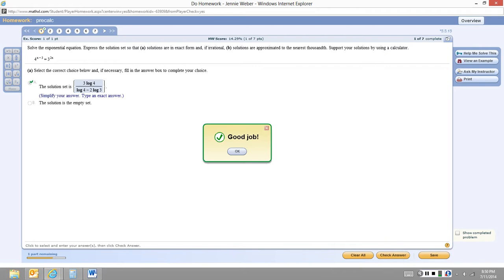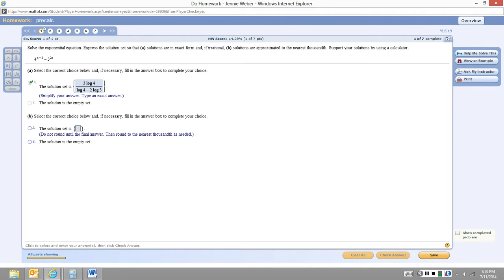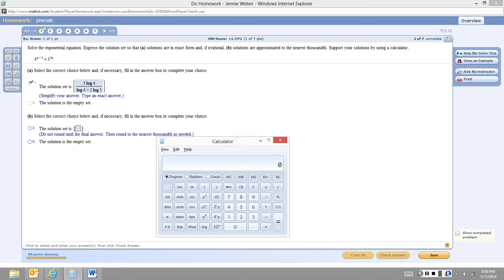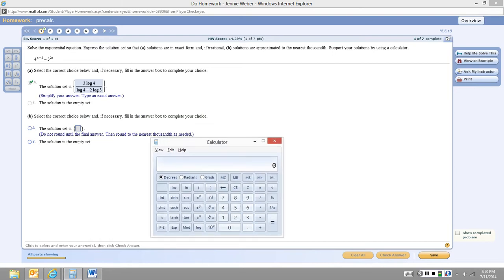And check my answer. Okay, now at this point, it's asking me to put this into your calculator and get a decimal. The big thing to remember here is, again, you're going to have to take care. Your calculator does not know order of operations. If you just start willy-nilly putting this in, it will not give you the right answer.